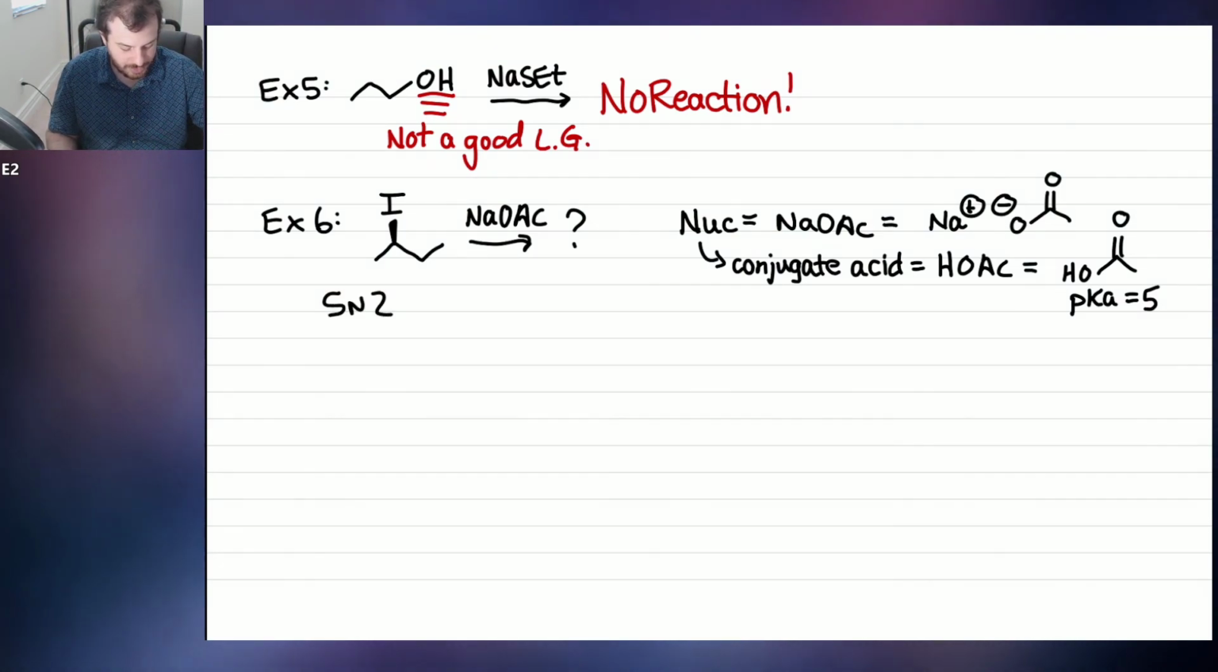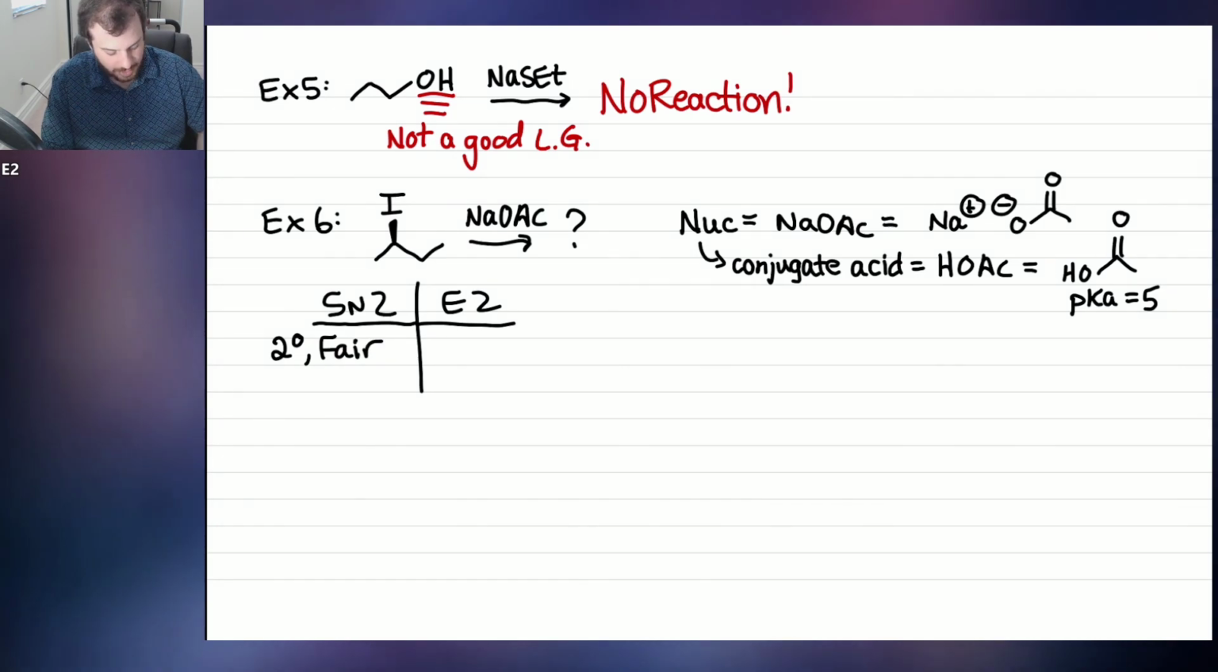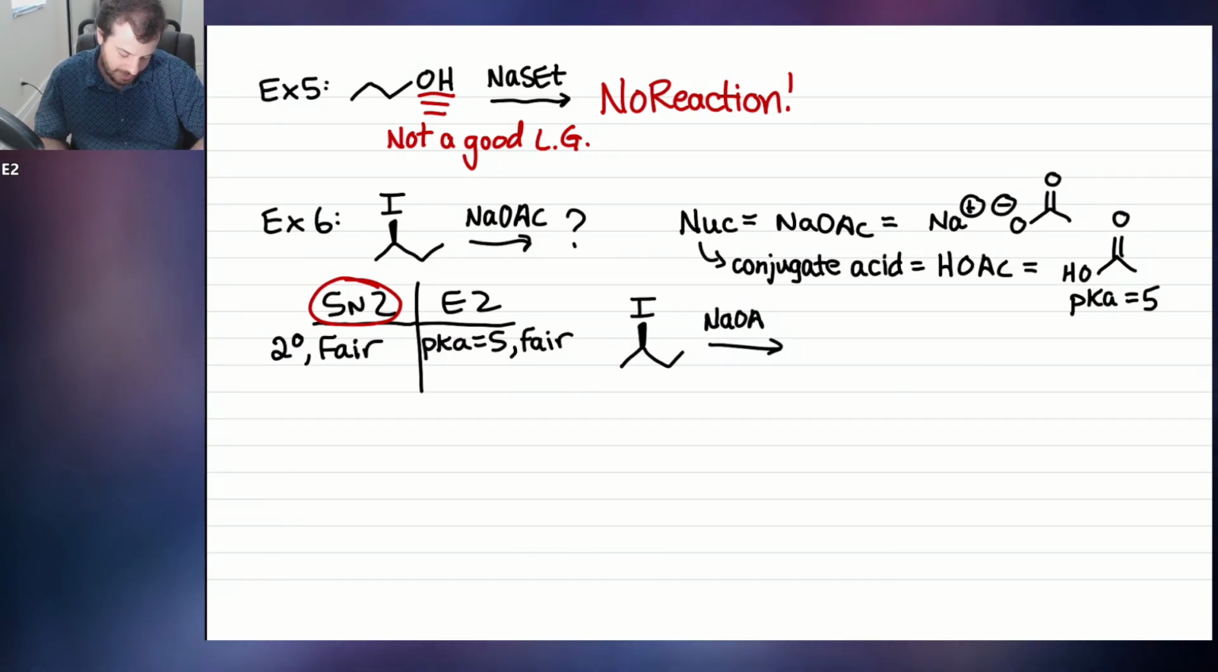Okay, so SN2, E2. Our SN2 column is going to be secondary, right? Our substrate is secondary, so fair. And for E2, the pKa of our conjugate acid, a carboxylic acid, is 5. 5 is between 0 and 16, so that's also fair. So we have fair and fair. It's a tie. SN2 always wins ties. So now we can predict our answer will be an SN2 reaction. So if we have our substrate and we treat it with NaOAc, we're going to replace our leaving group with OAc, and don't forget to flip the stereochemistry. And so that's our product there.